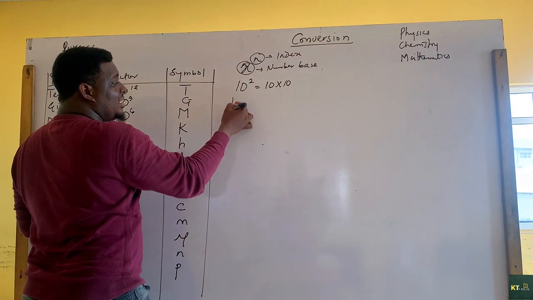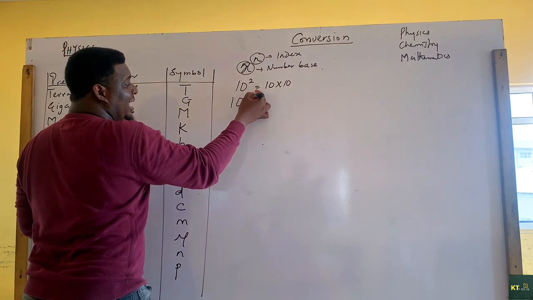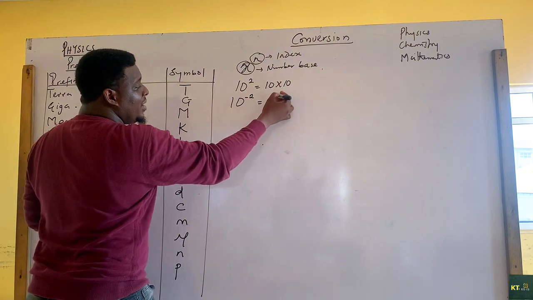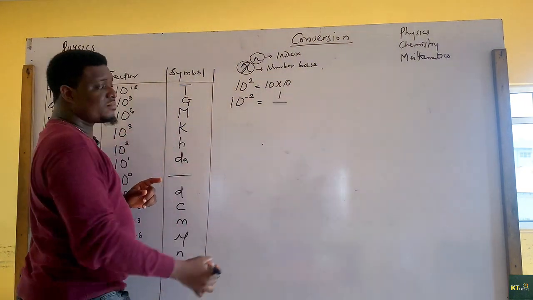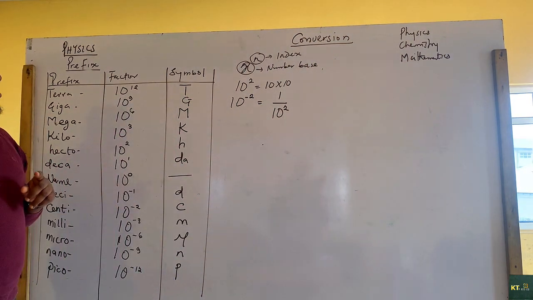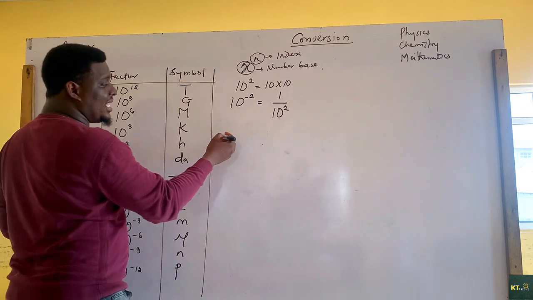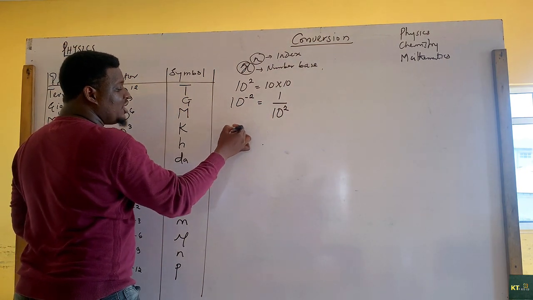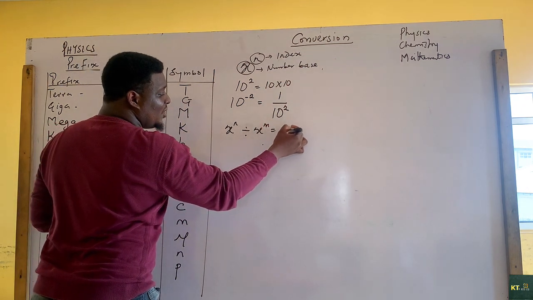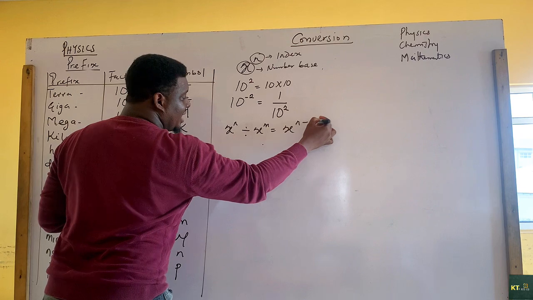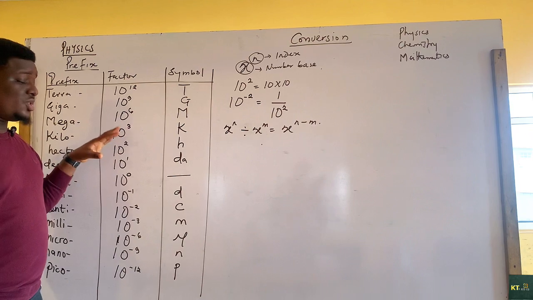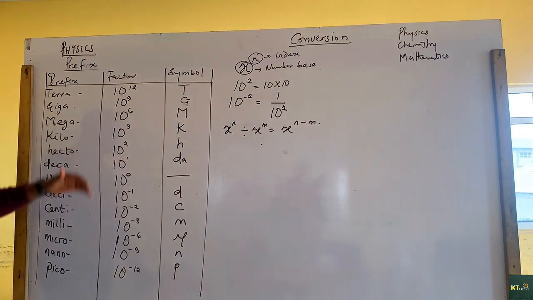I can also have 10 raised to the power of minus 2. In indices, this minus means 1 over 10 raised to the power of 2. Please keep notes. I also have that if I have x raised to the power of n divided by x raised to the power of m, I have it as x raised to the power of n minus m. We are going to be using these laws of indices to solve the problems under this table.